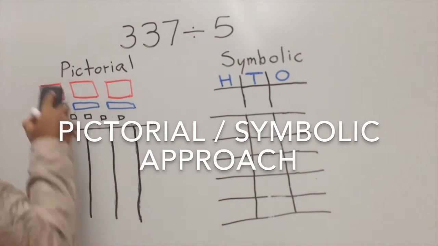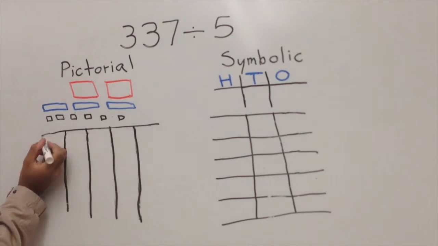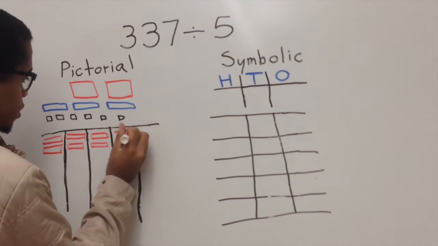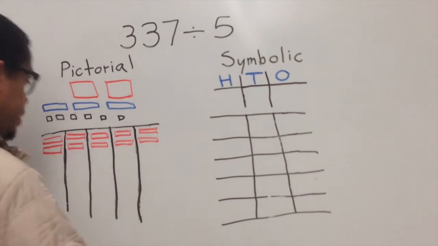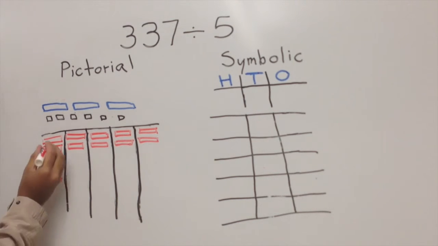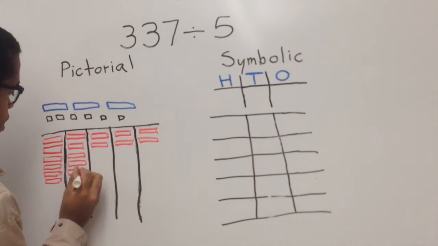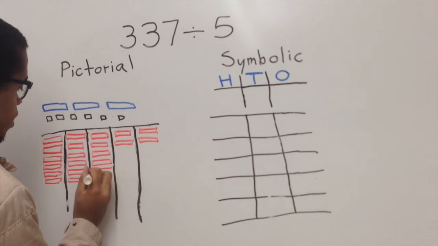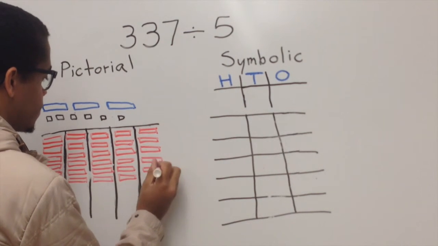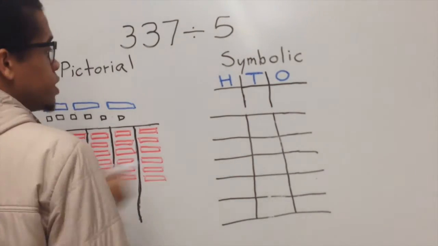Next, we'll be using pictorial and symbolic representations to solve this equation. Just like the concrete approach to this problem we used previously, we are going to break down 337 into 5 equal groups to find the answer. Beginning with the hundreds, we know that 100 will break down into 5 20s, and just as we've learned before, there will be a total of 60 in each group.